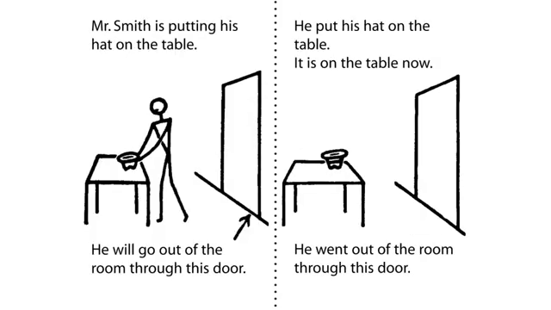Mr. Smith is putting his hat on the table. He will go out of the room through this door. He put his hat on the table. It is on the table now. He went out of the room through this door.